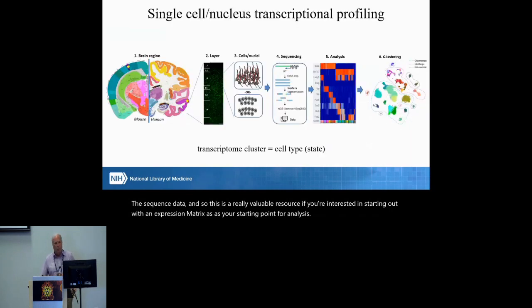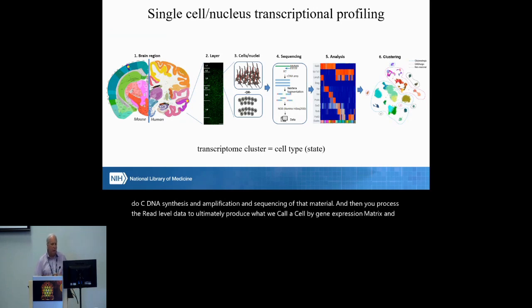So the workflow that we use to perform single cell RNA sequencing is fairly standardized now. You take a piece of tissue, you isolate either single cells or single nuclei, and then you do cDNA synthesis and amplification and sequencing of that material. And then you process the read level data to ultimately produce what we call a cell by gene expression matrix.